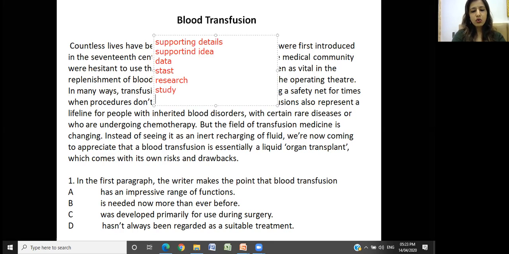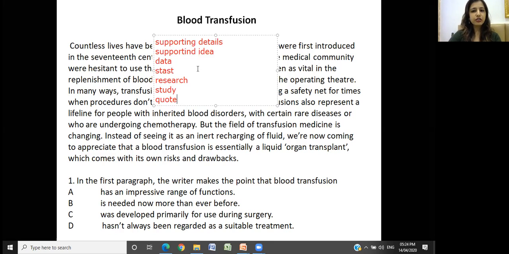Or it could also be a quote from some famous scientist or researcher, or a quote from organizations like WHO or some reputed organizations. And the writer would use these statistics or data to either support his argument or to present an alternative argument. So that is what you have to find out next.